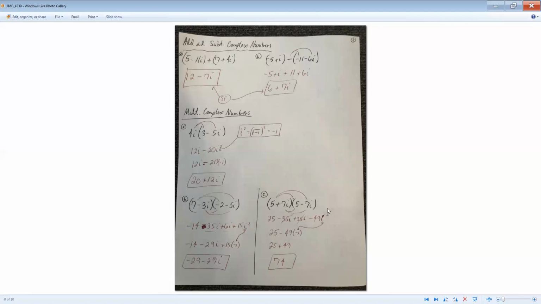One more binomial distribution. 5 plus 7i times 5 minus 7i. 5 times 5 is 25. 5 times -7i is -35i. 7i times 5 is 35i. And then 7i times -7i is -49i squared. The 35i's in the middle will cancel. i squared turns to -1. -49 times -1 is a +49. Add those together, that'll give you 74.